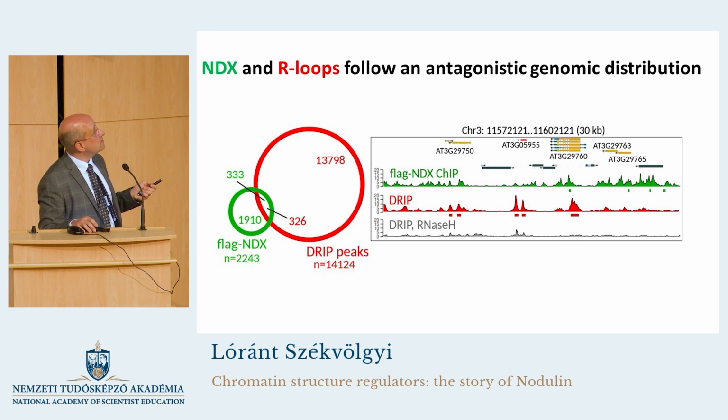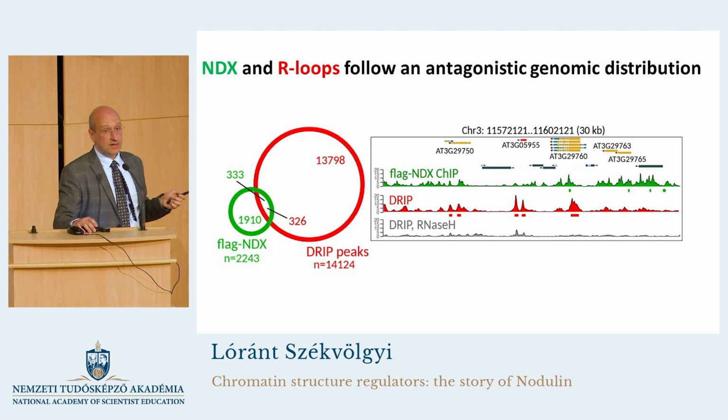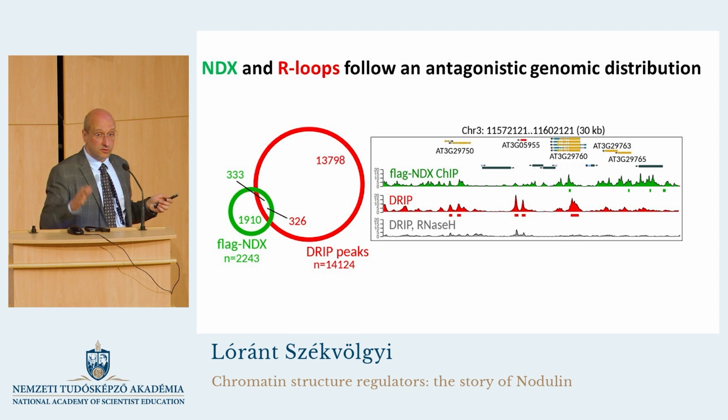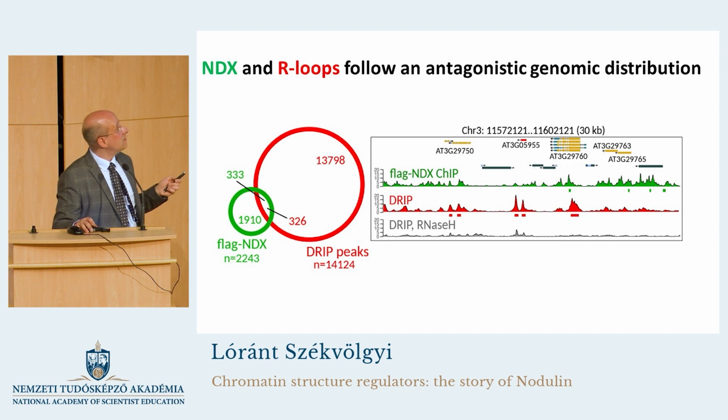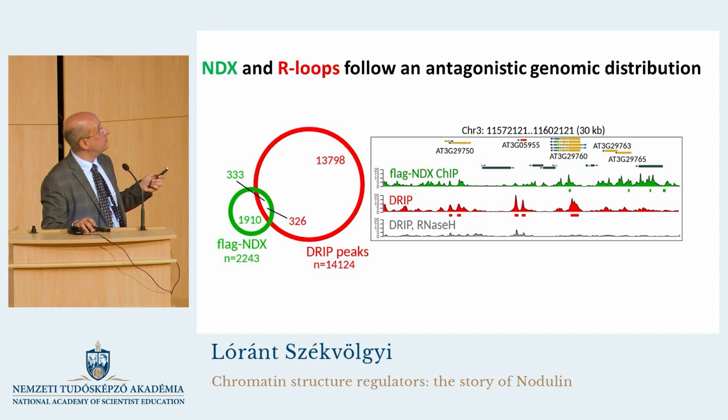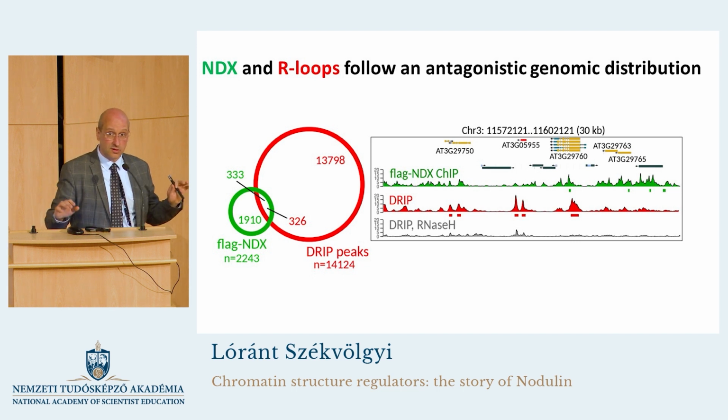So in this cartoon, the Venn diagram, I show you the overlaps between the R loops, in red, on the genome and the NDX protein, shown in green, and you see that the overlap ratio is rather small. Most of the binding sites of the R loops and the NDX protein do not colocalize at all.